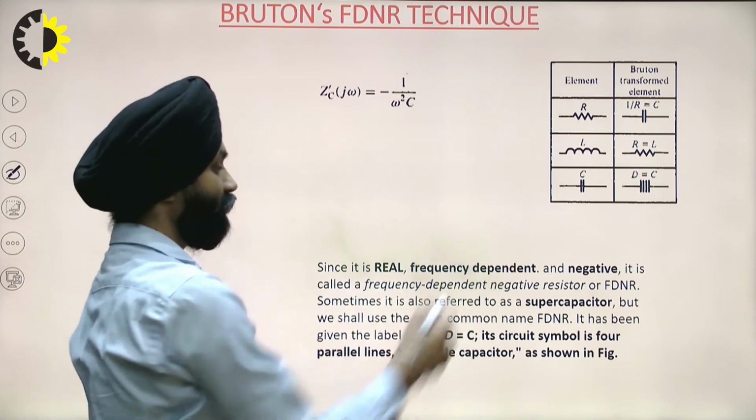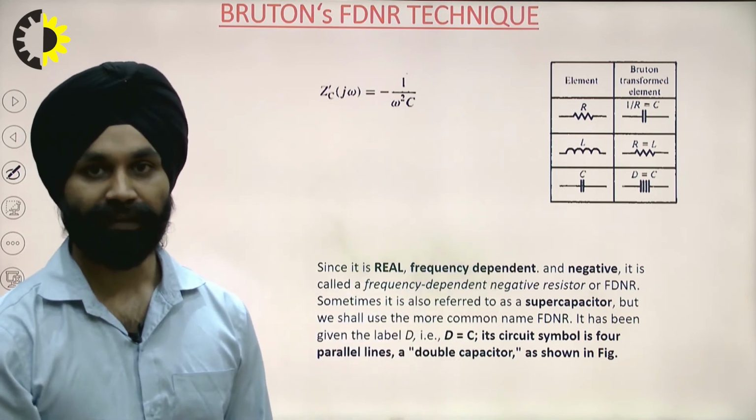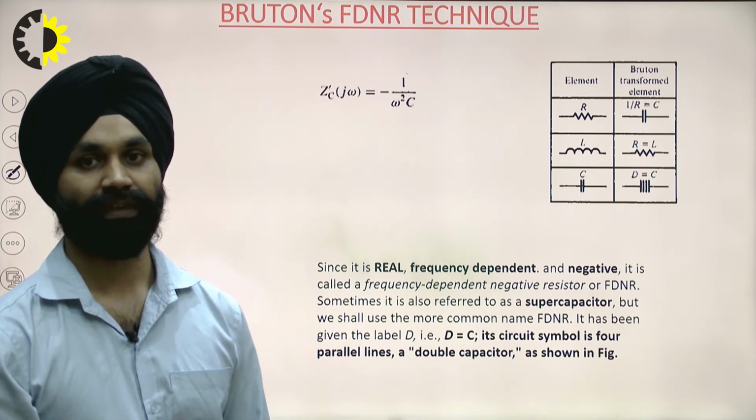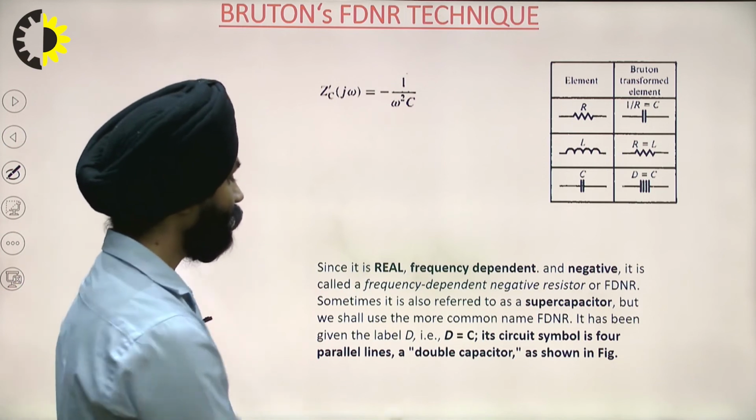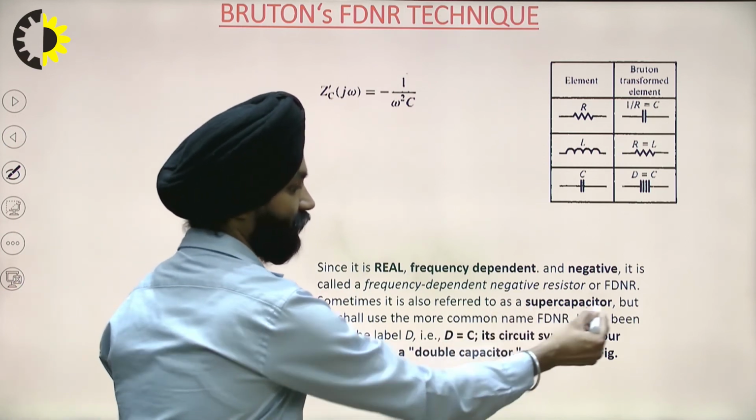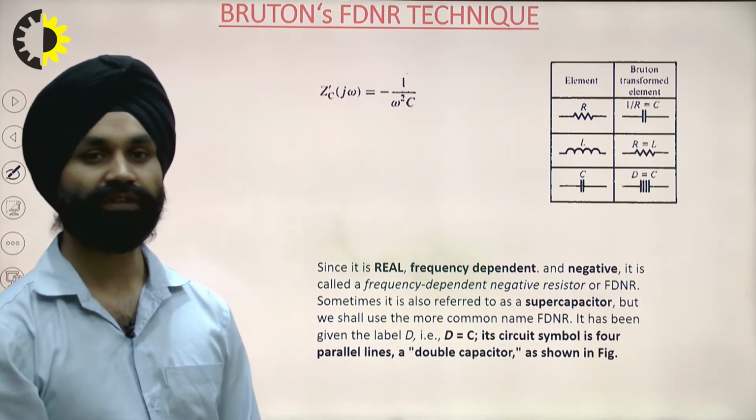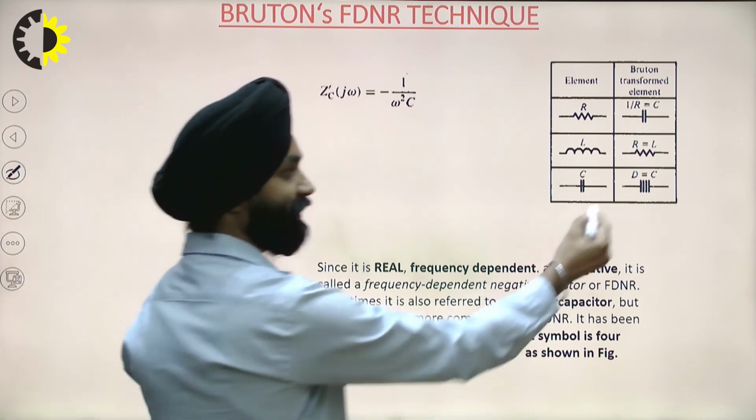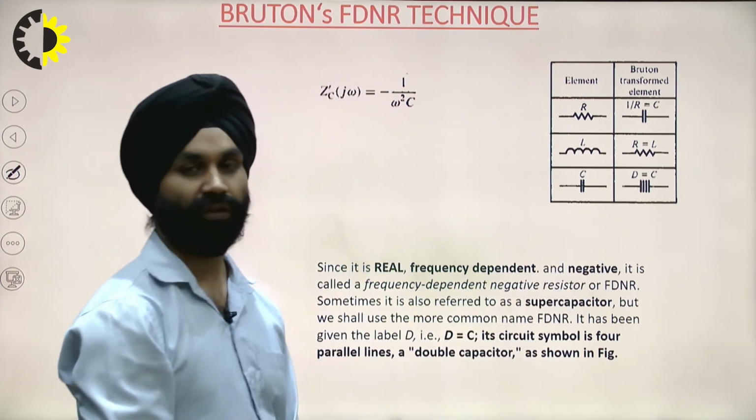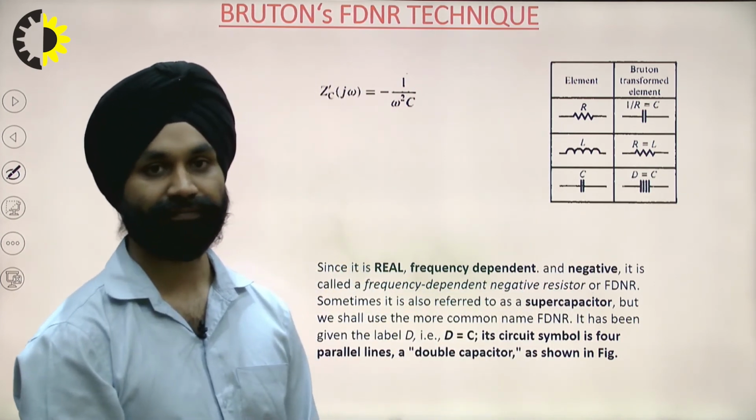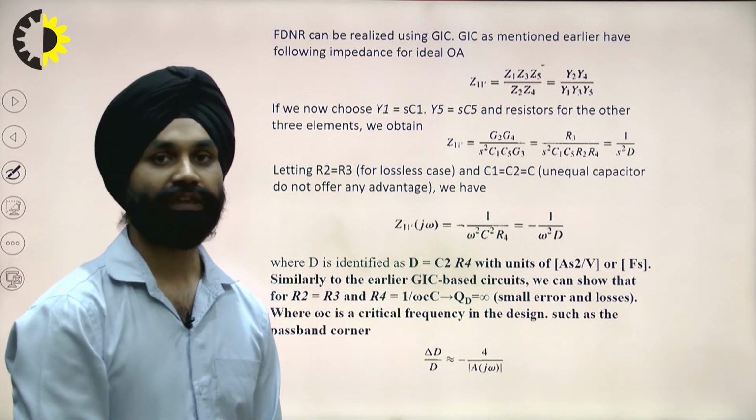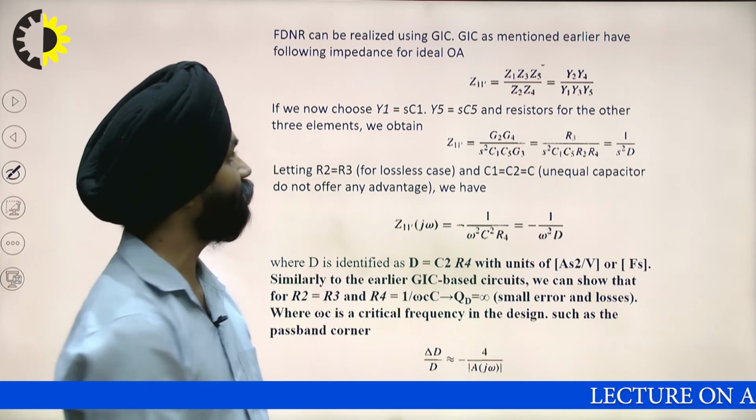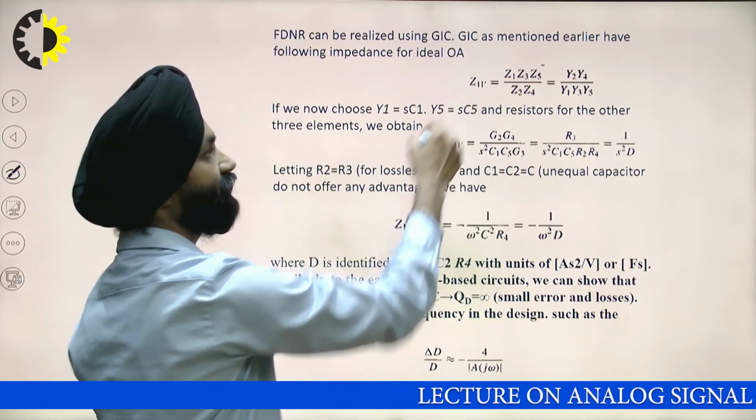Another thing, it is frequency dependent, and second, it is negative. So it is also called the supercapacitor, but mostly it is known as FDNR. And its representation is a double capacitor or 4 parallel lines. Now how can we design an FDNR? With a simple GIC circuit.